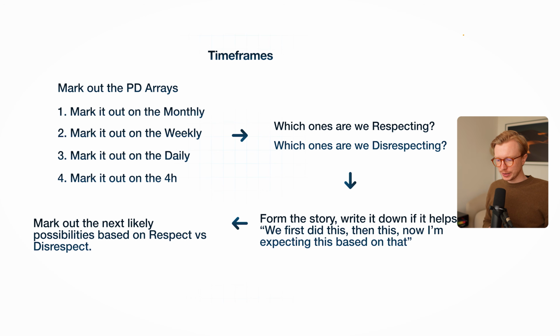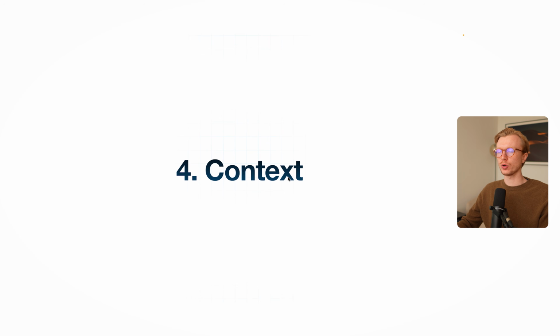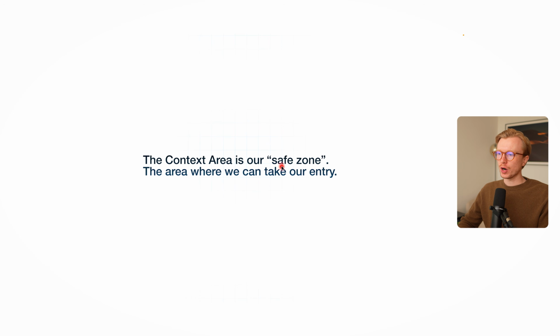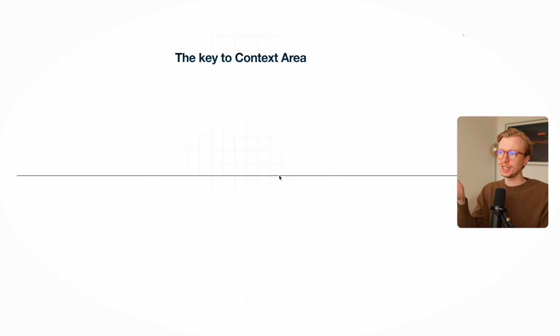But again, this is not everything, of course, because this is just the first step. Now we need to move on to number 4, context right there. Context is where we can eventually look for our entry. So the context area is our quote unquote safe zone. The area where we can take our entry. So what is the context area? What is the key to the context area?